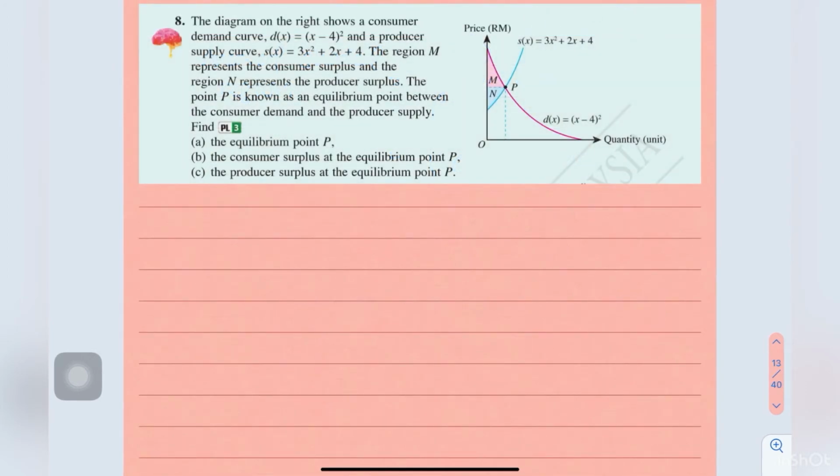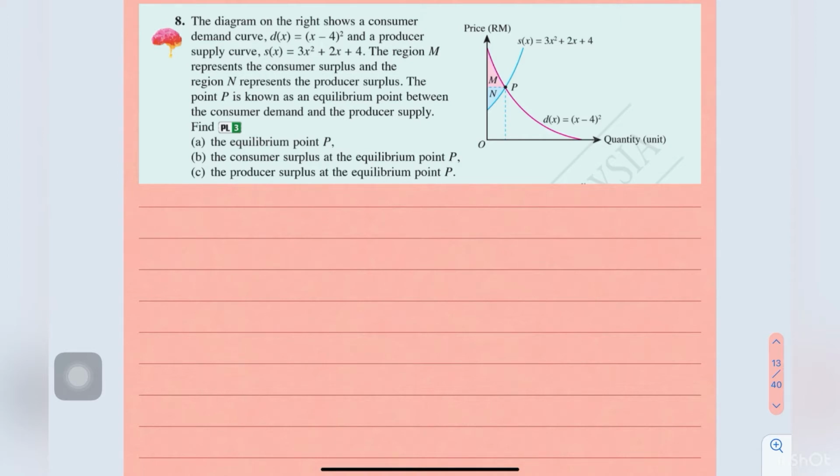Number 8, the diagram on the right shows a consumer demand curve D(x) = (x - 4)² and a producer supply curve S(x) = 3x² + 2x + 4. The region M represents the consumer surplus and the region N represents the producer surplus. The point P is known as an equilibrium point between the consumer demand and the producer supply. Find the equilibrium point P.